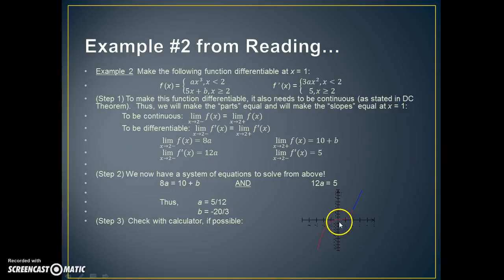And we can check this with our calculator by plugging in a and b. And I've got a graph to the right which shows that when we connect these two pieces at x is equal to 2, you can see that the function is connected properly, meaning it's continuous, and the slopes match because there are no sharp corners or breaks.